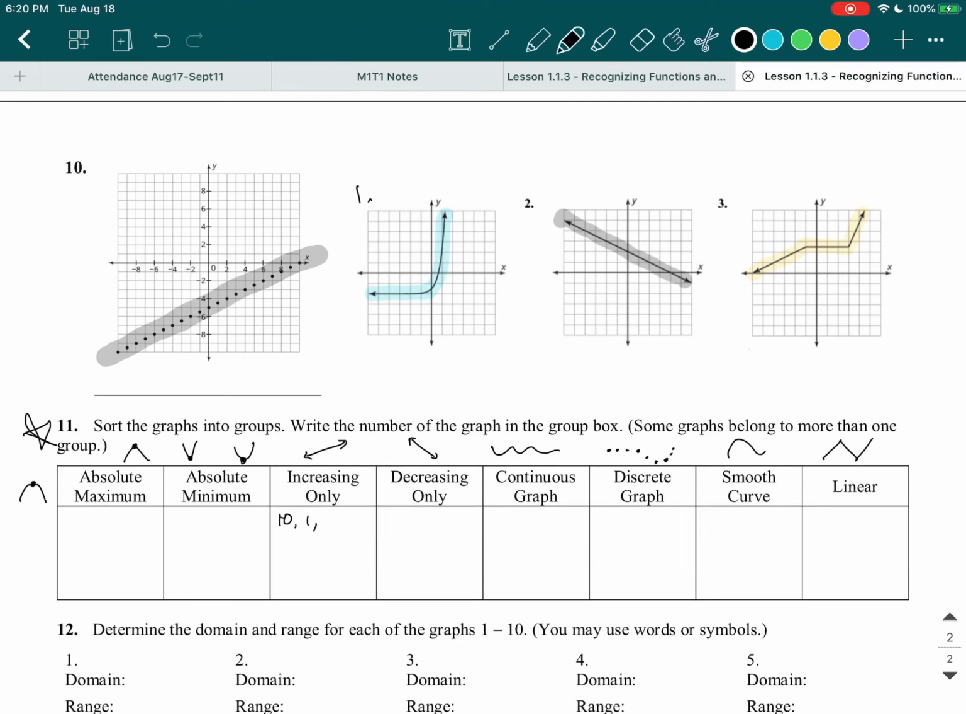What about number 2? Is number 2 increasing at all? No, number 2 is just straight up decreasing, okay? So this is not increasing only. And what about number 3? It goes increase, flat. Flat means constant, and then increase again. But since it has a constant section, it is not increasing only.